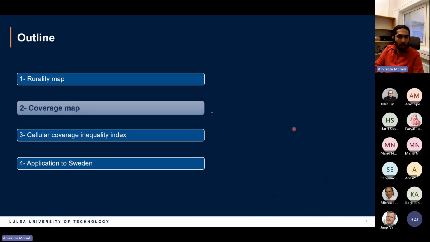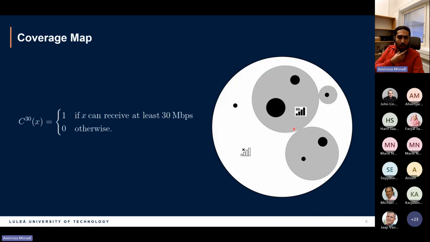And then in the second step, we will discuss the coverage map. Usually coverage maps can be created by supposing, for example, that if a point X can receive at least 30 megabits per second of data rate, it is considered to have coverage, and otherwise not. For example, in this fictional country, these gray circles indicate coverage. You can see these areas have coverage, while this white area has no coverage.